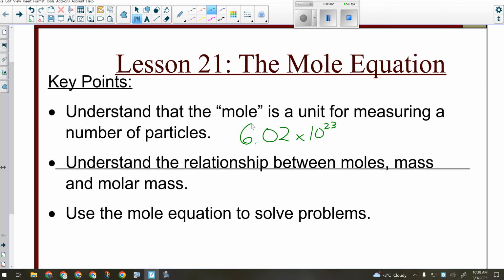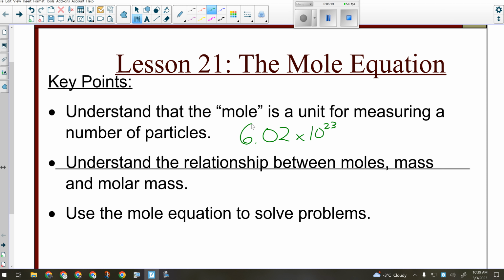In a typical hydrogen atom, there's one proton and one electron. What's the atomic mass of hydrogen on the periodic table? 1.01. So basically 1 gram. And that's kind of what they were working on.